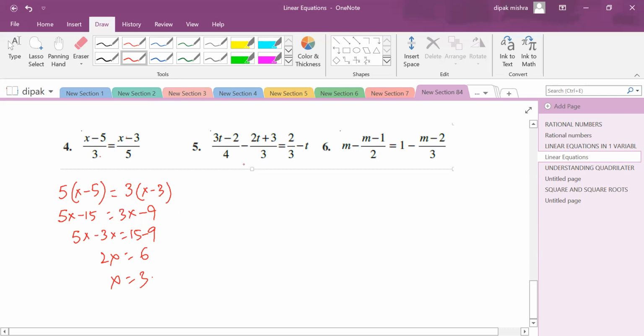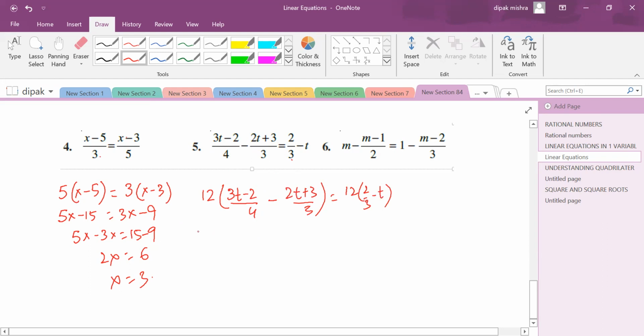Again, here also you are seeing partly there is a fraction and partly there is a whole number. So what we can do is take the LCM of the denominators on both sides, and whatever LCM you get, you multiply that with both sides. So 4 and 3 and 3. What is the LCM? It is 12. So you multiply both sides by 12. What are you getting? So 12 into (3t minus 4) by 4 minus (2t plus 3) by 3 is equal to 12 times (2 by 3 minus t).